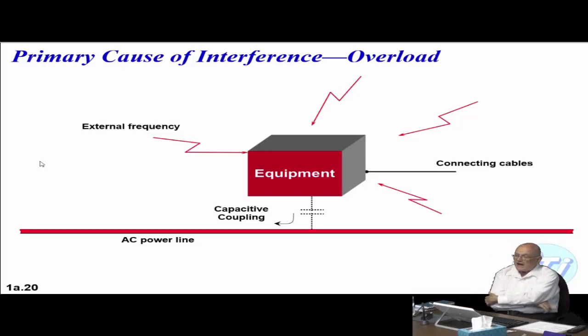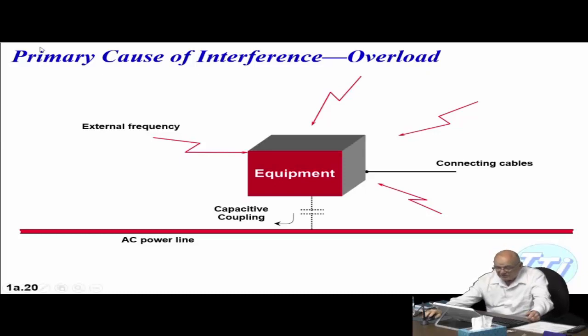If you're looking at a data acquisition system, you're looking at a transducer right here, and then it converts the signal into voltage. And if an unexpected event happens, it can drive the transducer to saturation, which creates an overload condition. You can also see that this equipment can be overloaded by an external frequency, or connecting cables, or through the capacitive coupling of the equipment itself. A variety of ways for it to couple.